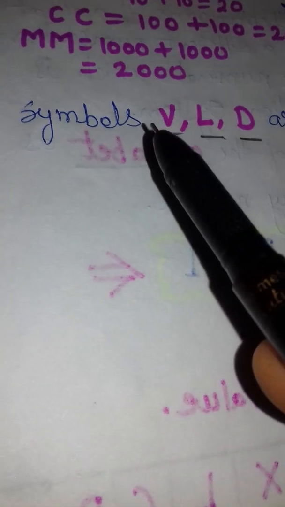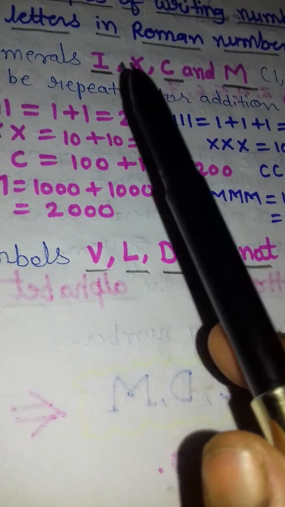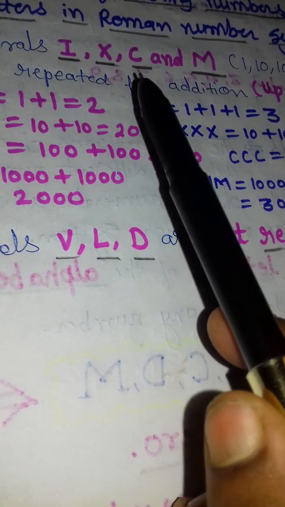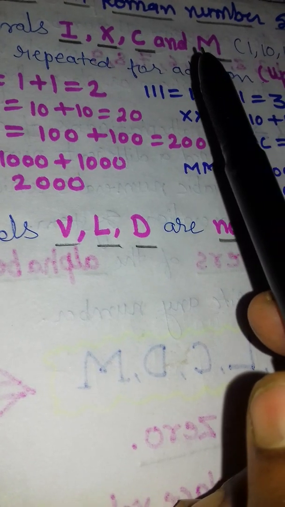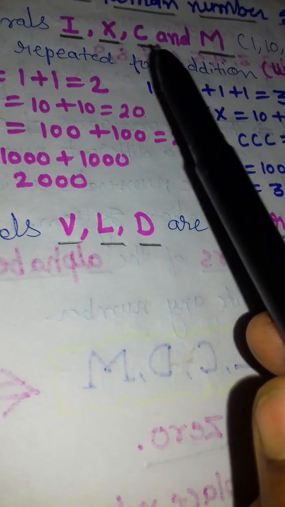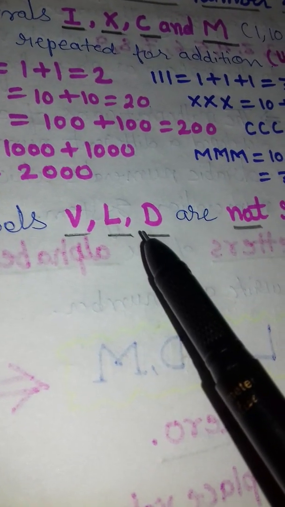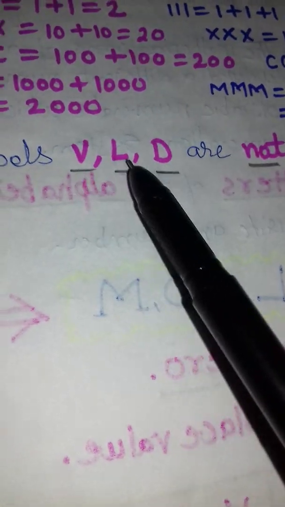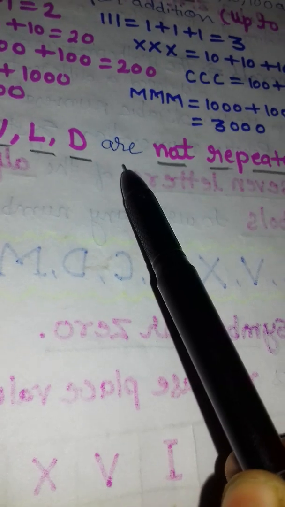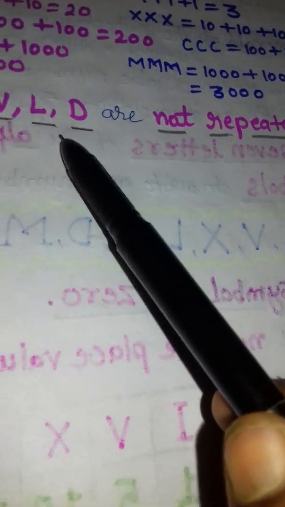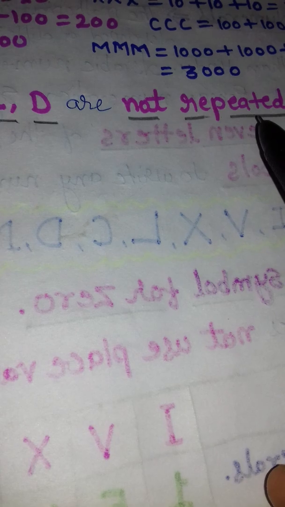Now see the next rule. Symbols V, L, D. Now 4 symbols we have already used: I, X, C, M. 1, 2, 3, 4. Now how many symbols are left? There are 7 symbols, 4 are already used. So how many are left? 3: 1, 2, 3. V, L, D. So this rule says the symbols V, L, D are not repeated. We cannot repeat these symbols.